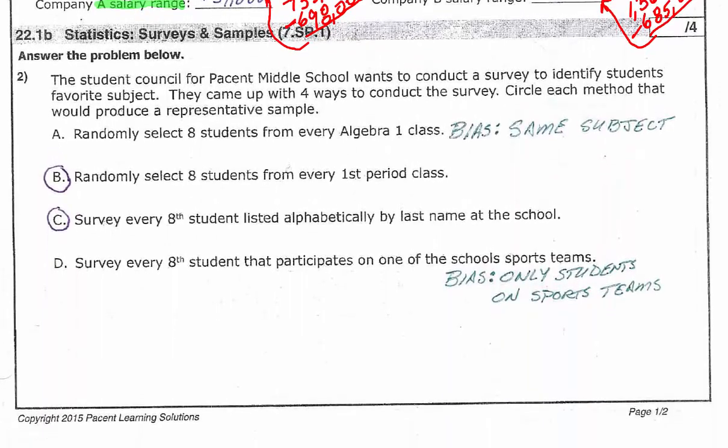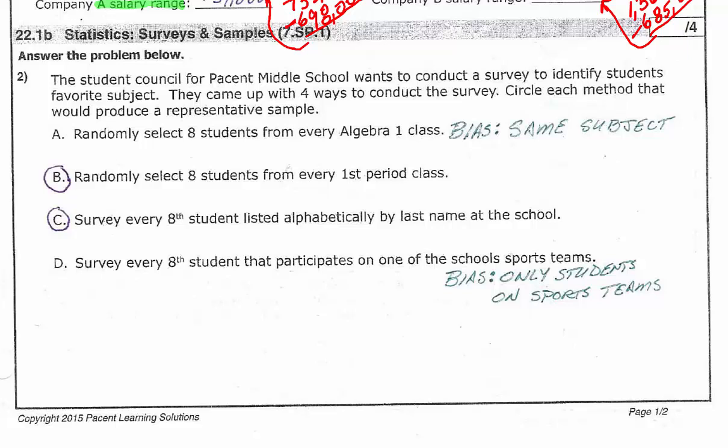Question number 2 is our bias question. How do we build a good survey? So first, we know that there is a student council at Pacent Middle School. They want to identify students' favorite subject. I'm not sure why they're interested in that, but they're interested in students' favorite subject. So they decide to run a sample, and they have some conversation, some discussion. They come up with 4 different ideas. Idea A, randomly select 8 students from every Algebra 1 class.